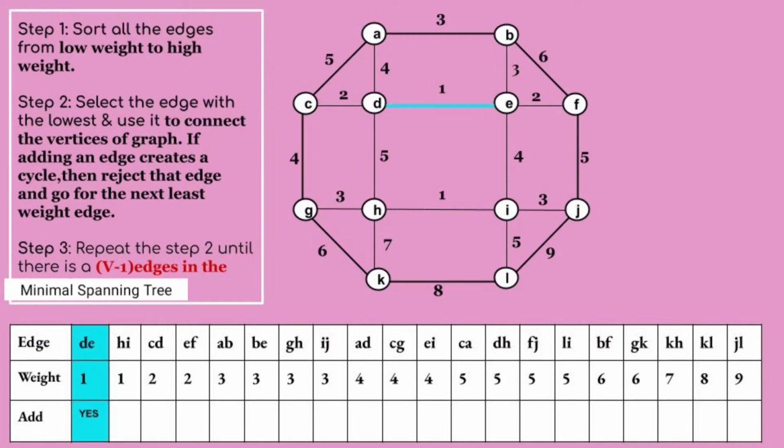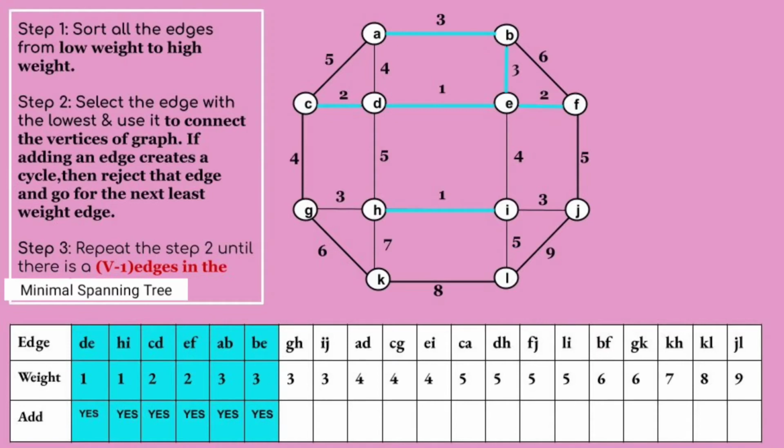Let's move to the step 2, pick the smallest edge. Which is, DE. Being the first edge obviously does not form any cycle. The edges represented by the blue lines are the ones that are part of our minimal spanning tree. HI will also be a part of the minimal spanning tree. Next, CD. Adding this edge to the minimal spanning tree doesn't form a cycle. So, it will also be a part of the MST. Same goes to the EF. This edge can be added to the MST. This edge will also be a part of the MST. The edge BE will be a part of the MST too because it does not form any cycle.